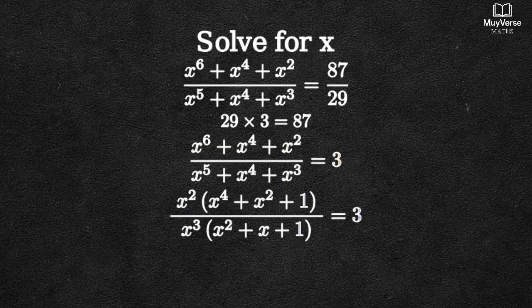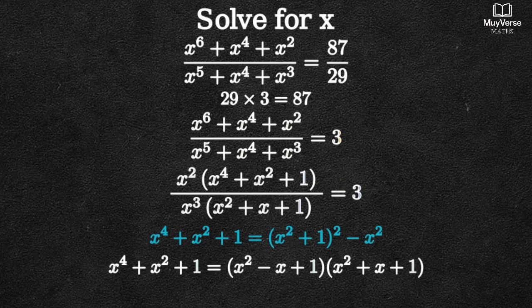Step 3. Factor x to the 4 plus x squared plus 1 using a useful identity. We write it as the square of x squared plus 1 minus x squared. That is a difference of squares, which factors as x squared minus x plus 1 times x squared plus x plus 1.